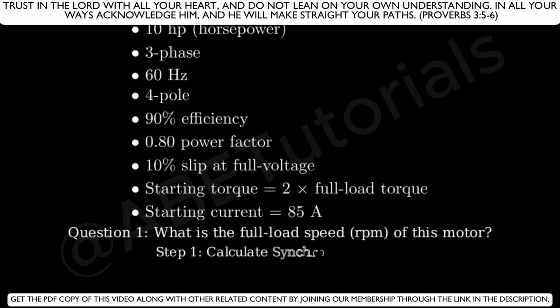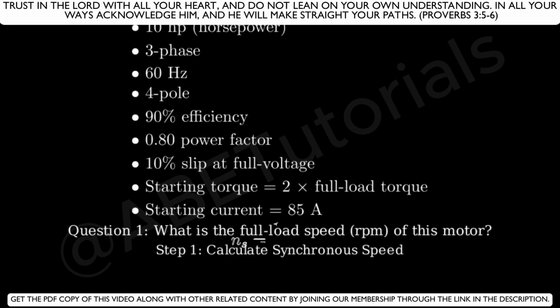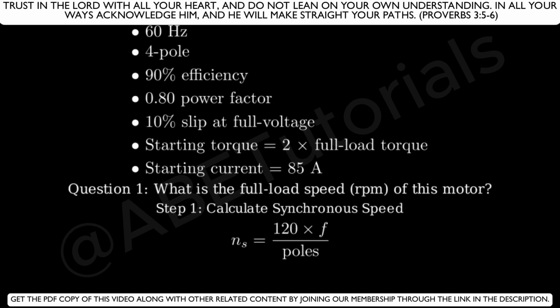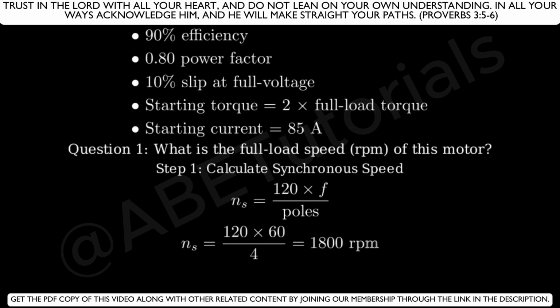To find this, we first need to calculate the synchronous speed of the motor. For an induction motor, the synchronous speed depends on the frequency and the number of poles. The formula for synchronous speed is 120 times the frequency divided by the number of poles. In our case, we have a 4-pole motor operating at 60 Hz. Plugging these values into our formula, we get 120 times 60 divided by 4, which equals 1800 RPM. This is the synchronous speed of our motor.